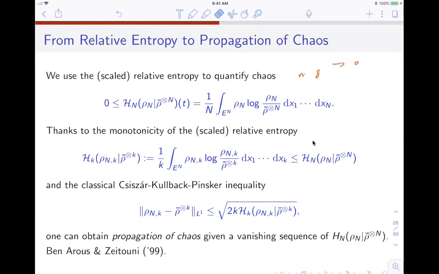But now we are comparing an n particle system to the limit. So here we need to scale the relative entropy. So why?